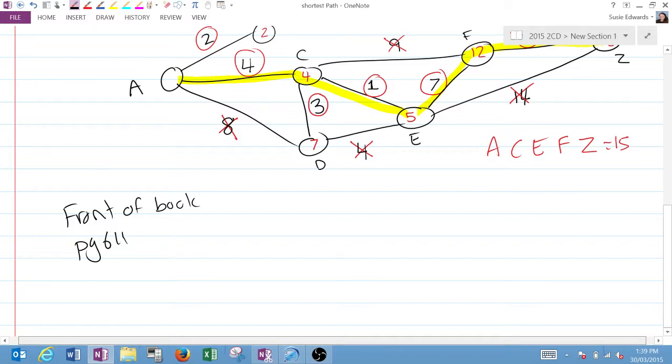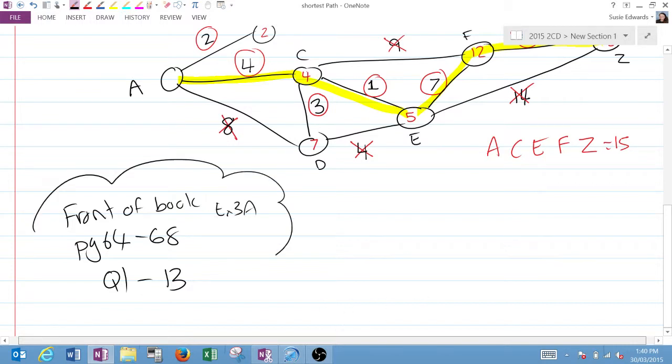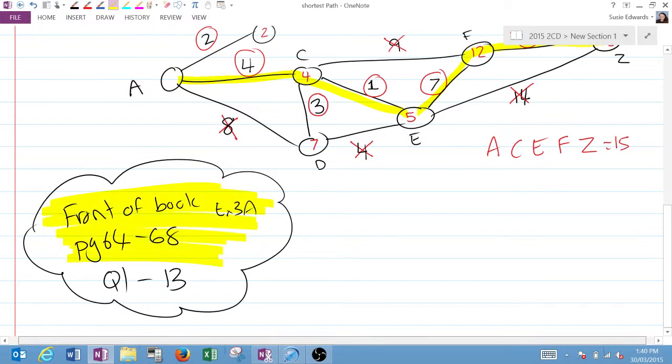To 68. Questions 1 to 13. 64 to 68. Questions 1 to, what did I say? 13. 1 to 13. What does the question say? Okay, so you start wherever it says to start and you finish where it says to finish. Okay?